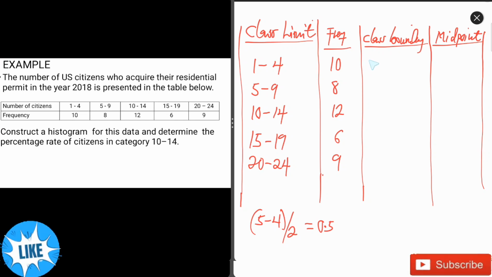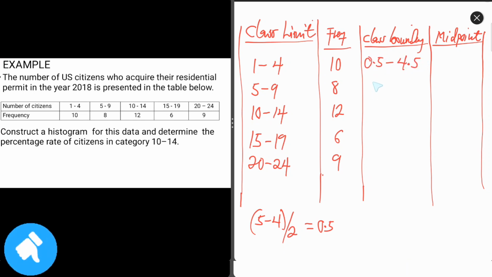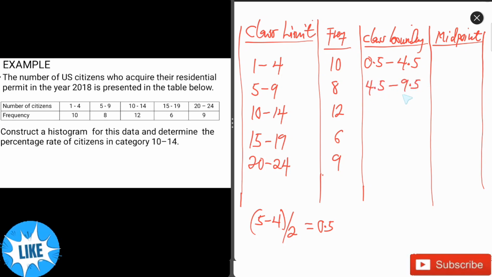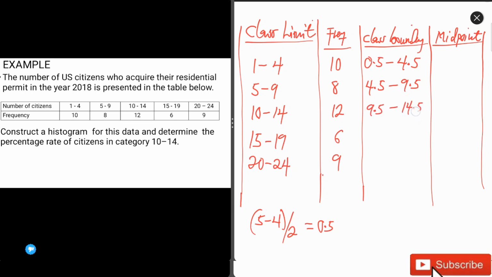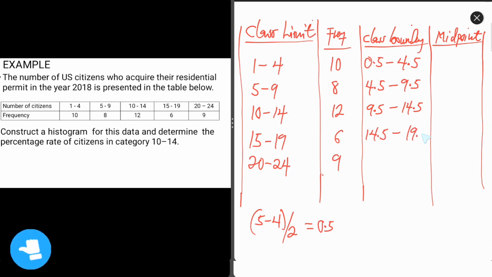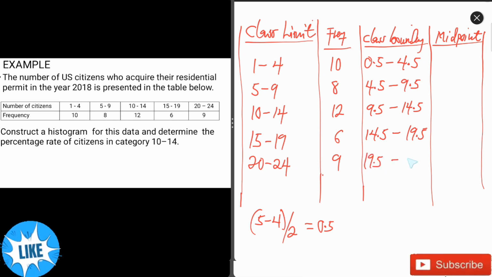So here I'm going to have 0.5 to 4.5. Okay, then 4.5 to 9.5, then 9.5 to 14.5, then 14.5 to 19.5, then we have 19.5 to 24.5. So this becomes your class boundary for the various class limits.